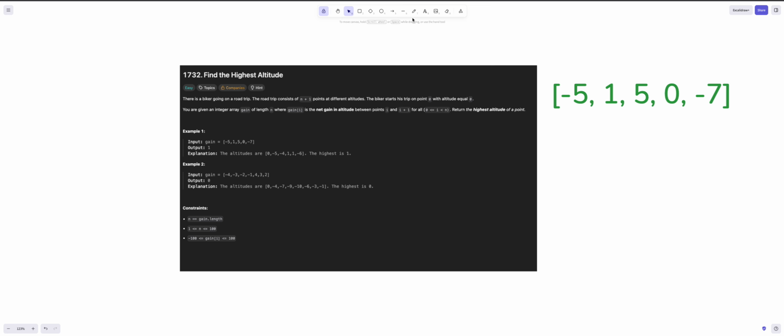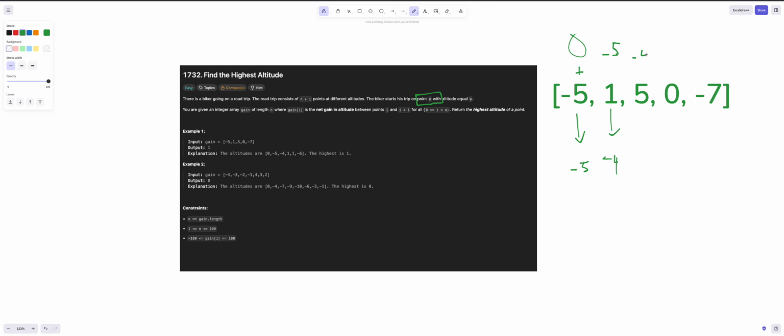Then let's start with 0 in here. So 0 plus negative 5 gives negative 5. Why do we start with 0? Because it is mentioned that we have to start at point 0. So that combination gives negative 5. Then negative 5 and 1 will be negative 4.